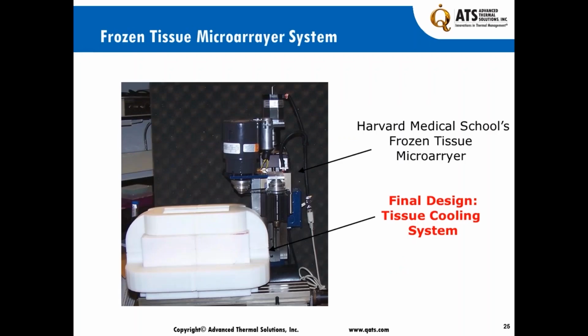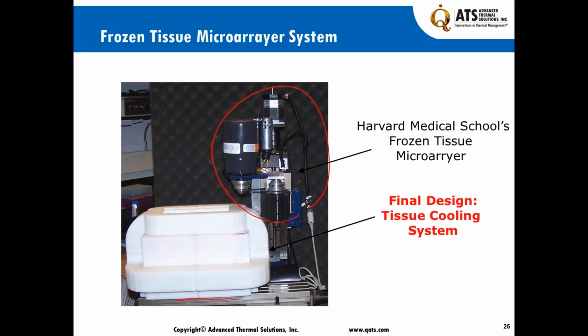So this is Harvard Medical School's frozen tissue microarray that they have, and we got involved in redesigning this. The final design looks like what you see here, and we're going to go through the bits and pieces of it and see what we had to do. This looks like not a very elegant cutting machine or stirring machine, as you see. It's no different. You have to have fluids that you have to stir and so forth.